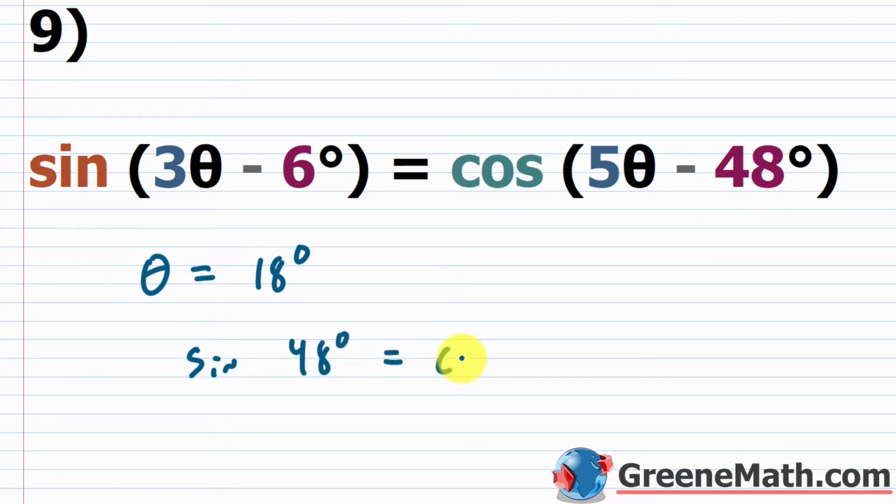So is this equal to the cosine of 5 theta, which would be 5 times this 18 degrees here, which would be 90 degrees, and then minus this 48 degrees. 90 degrees minus 48 degrees, that's going to be 42 degrees. So this will definitely work. The sine of 48 degrees is equal to the cosine of 42 degrees. So this guy is valid.